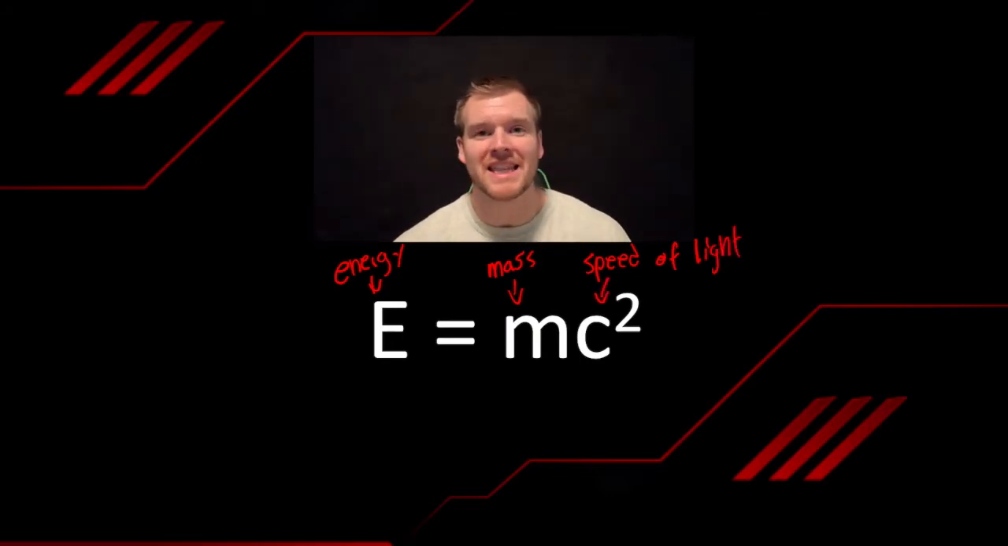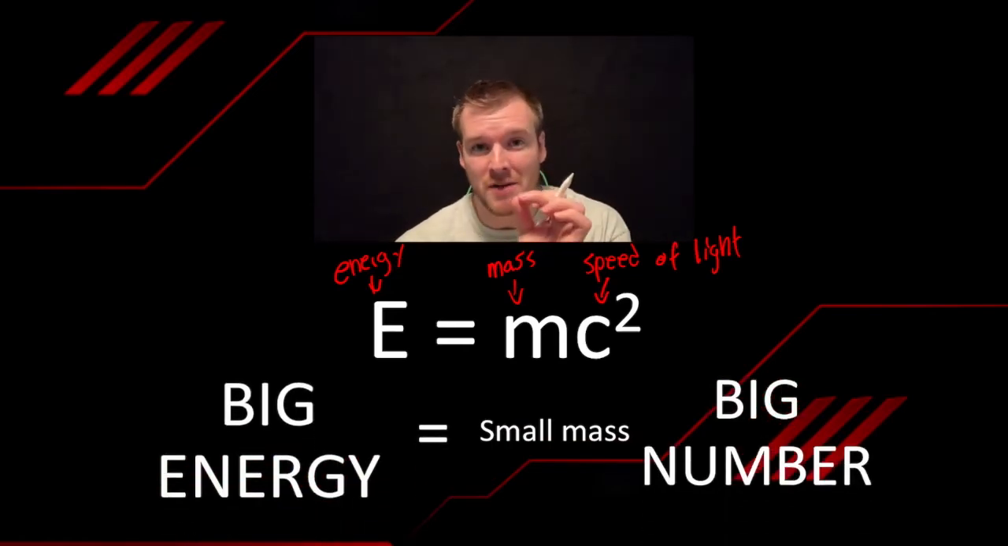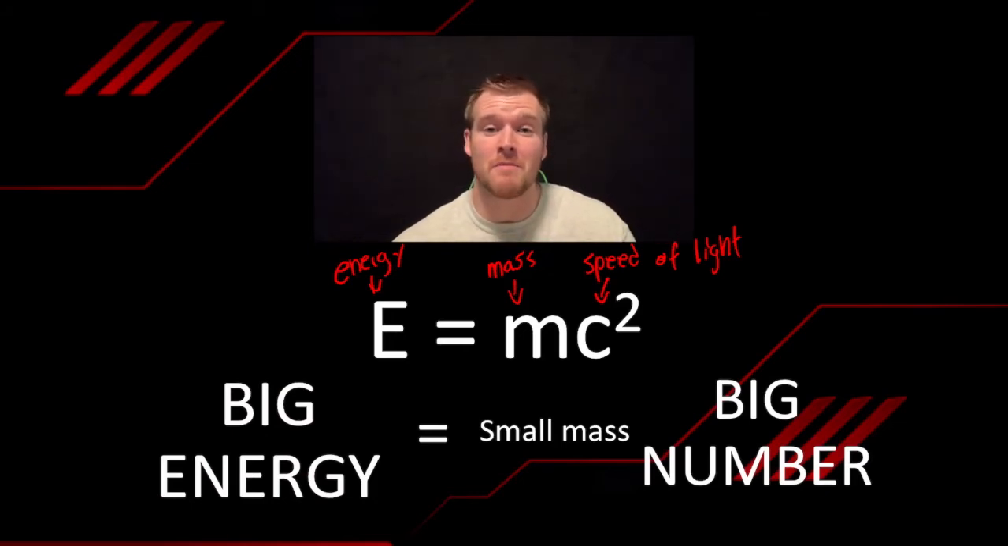So this is explaining that mass and energy are related and that mass and energy can kind of go back and forth in between each other. And the speed of light part there, just really big numbers. So for simplicity, we can say that a really small mass multiplied by a really big number gives you a very big amount of energy. So a small amount of mass can produce a large amount of energy.